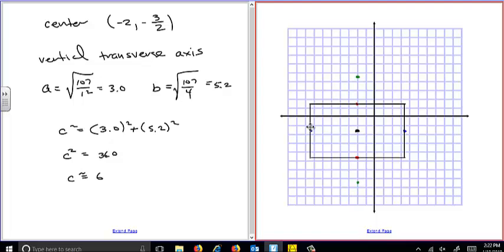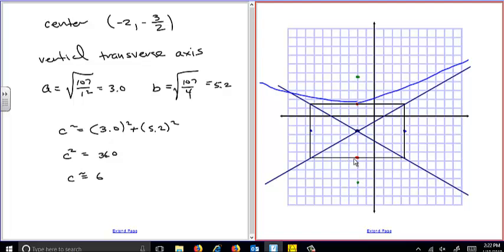It's pretty close. Then we draw our diagonals. And if we drew this right, it should go through the center, which it does, so that's good. Same way here, goes to the center. And you can see we have a vertical transverse axis, so it kind of goes like this, and over here, and it goes down there, and it goes that way, like that.